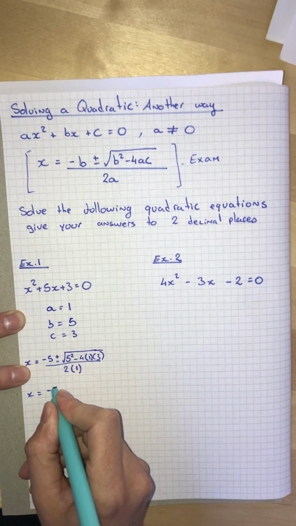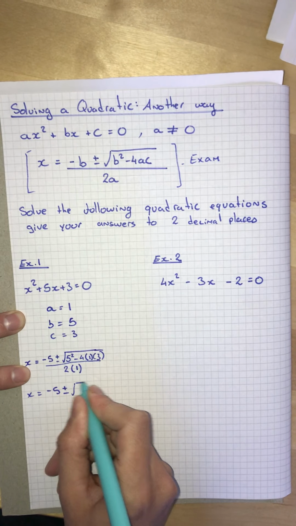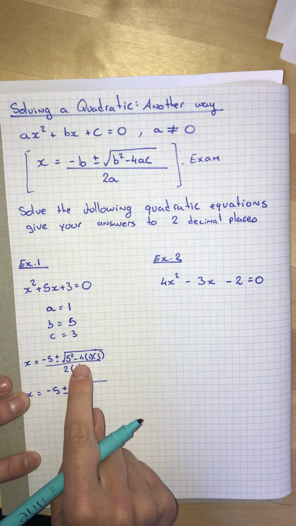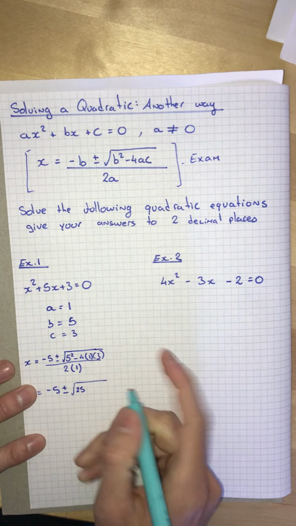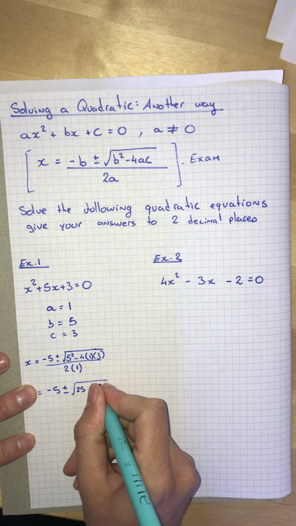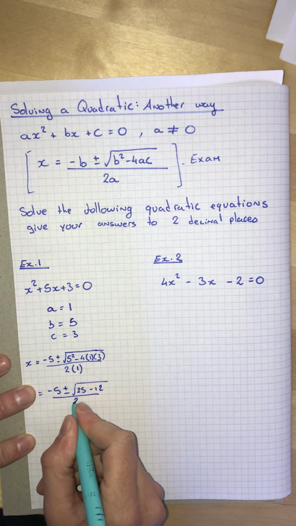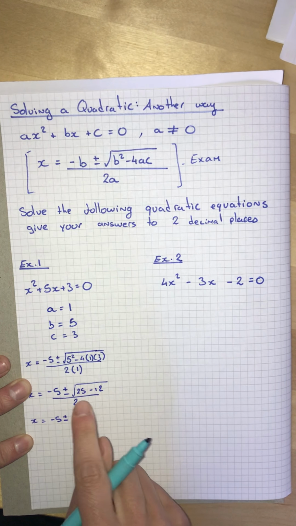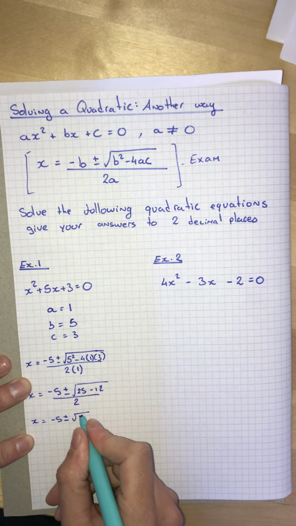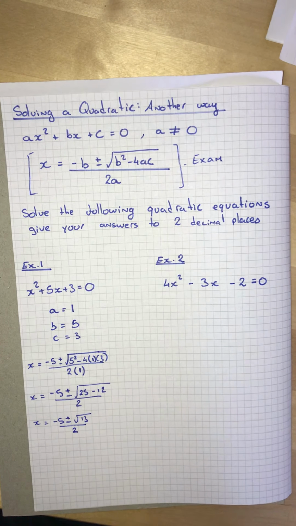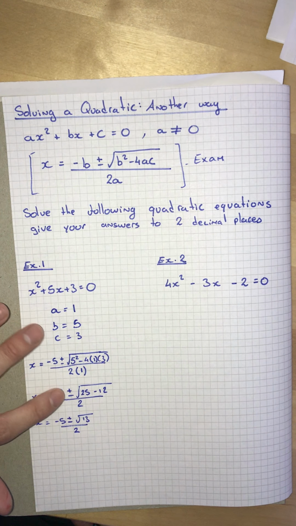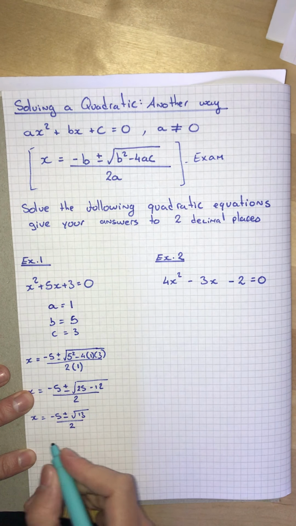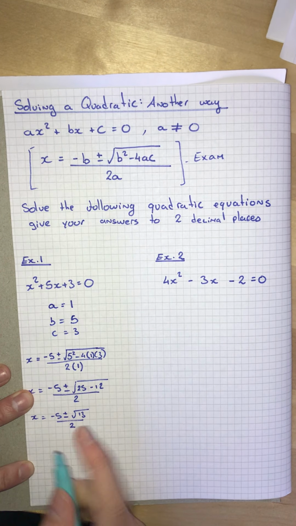So let's simplify that a bit. 5 squared is 25. 4 times 1 is 4, times 3 is 12. All divided by 2 times 1, which is 2. 25 minus 12 is 13. That's as far as we've gone with it right now. And now we're going to split this up into two solutions. We're going to take the plus and we're going to take the minus and solve it twice, once with the plus and once with the minus.